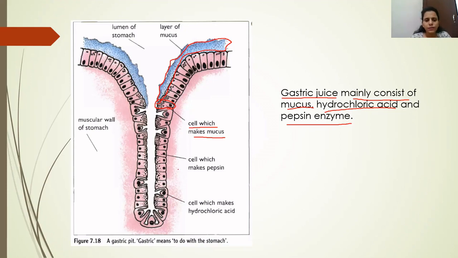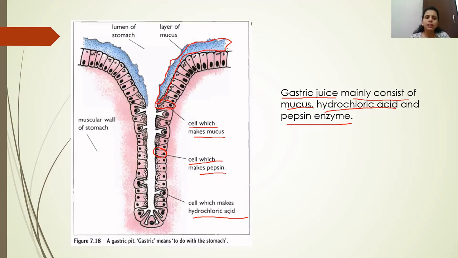There is a second type of cell which makes the enzyme pepsin. For example, this one is a cell which forms the enzyme pepsin. And there is a third type of cell which secretes hydrochloric acid. I'm going to tell you the function of these three a little later. First, understand that gastric juice mainly consists of mucus, then the enzyme pepsin and hydrochloric acid.